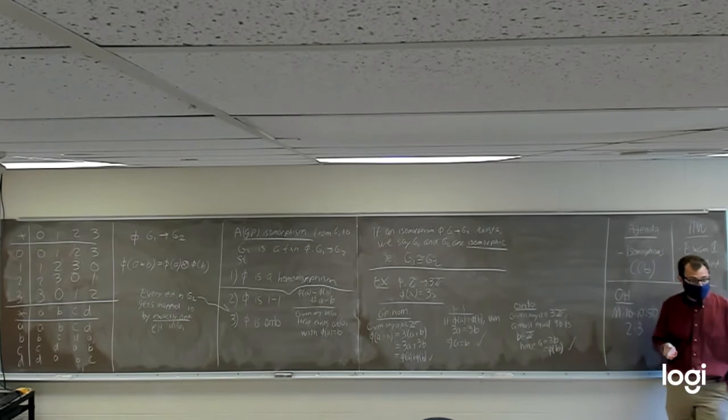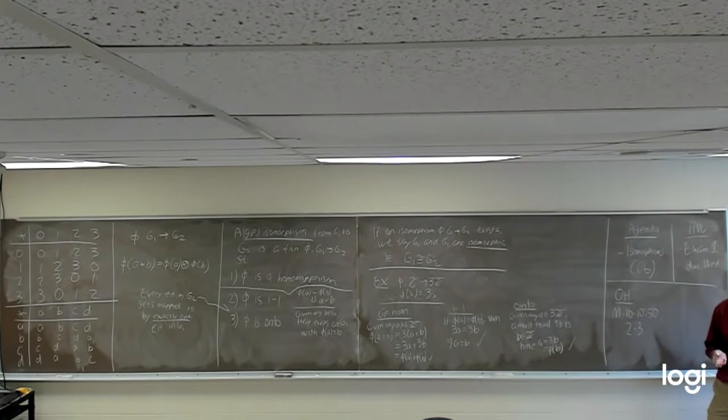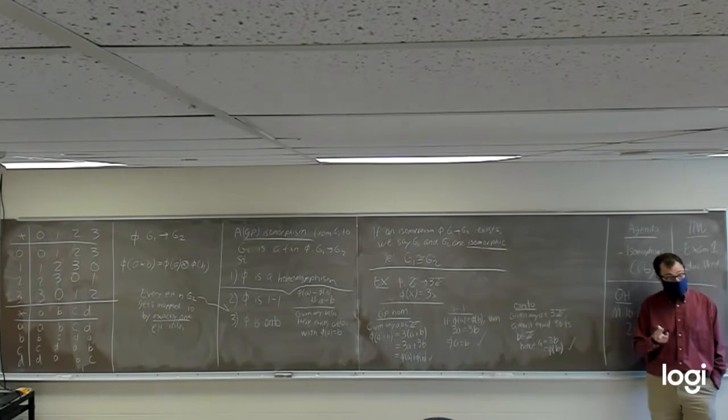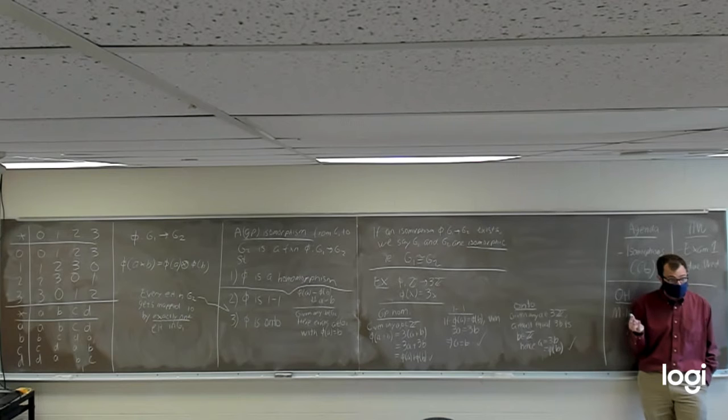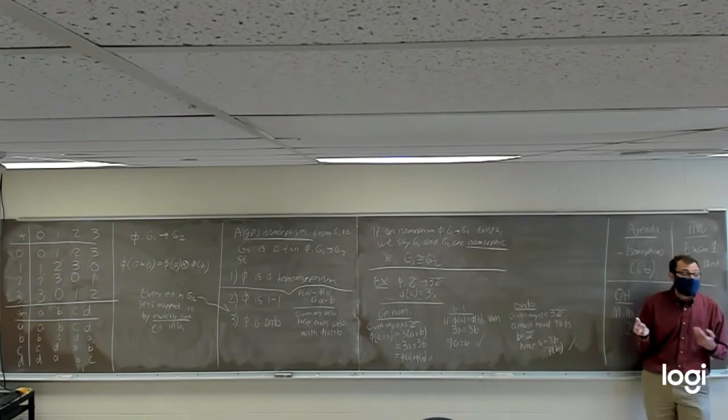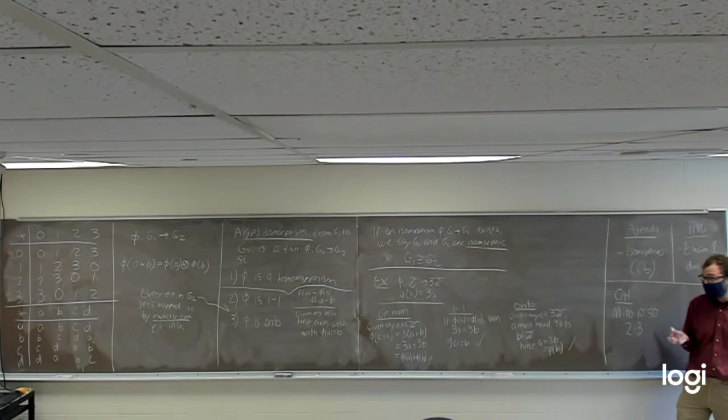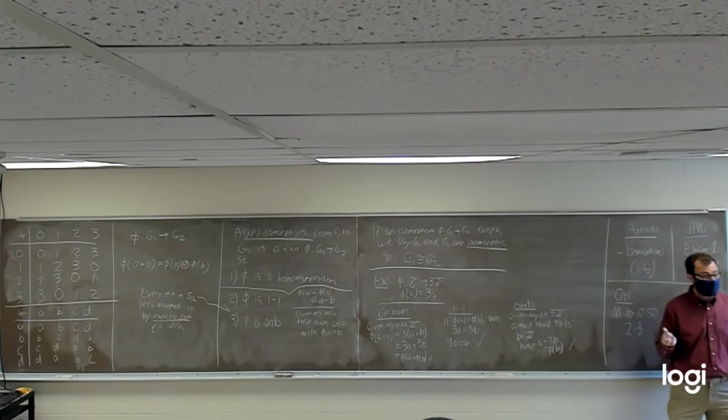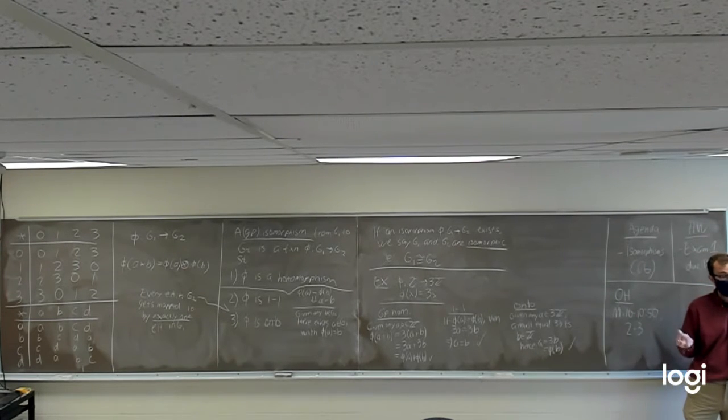Would it be the case that if it's onto, the image of phi is just the group? Correct. That's a good question. If we have an onto function, then the image of phi is going to be the entire second group, D2. Or in other words, if a function is onto, then the range and the codomain of that function are going to be the same set.